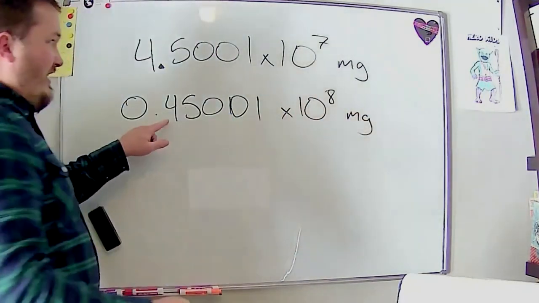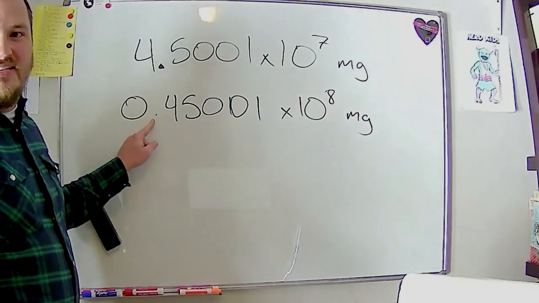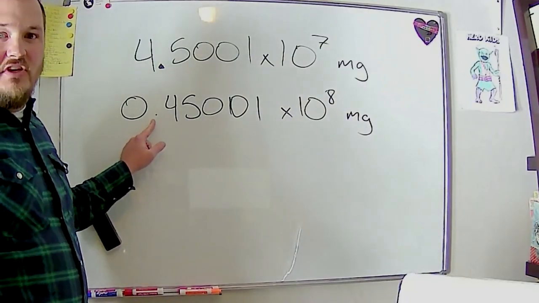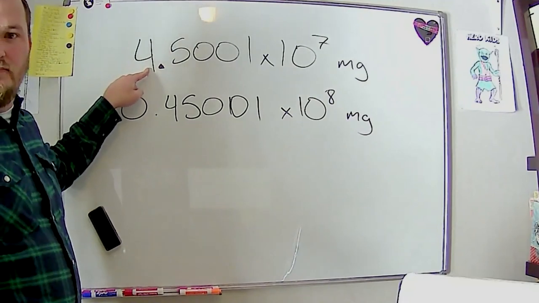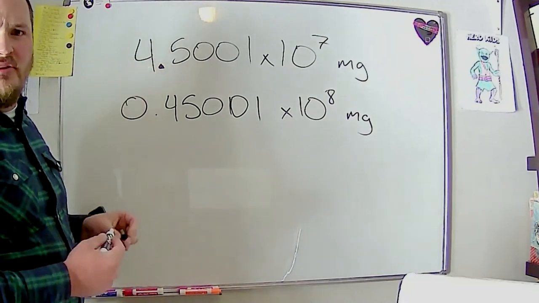0.5001 × 10⁸ milligrams. That's still technically the same number, but that's not scientific notation. Scientific notation, by definition, puts your first sig fig left of the decimal point. Does that answer your question, Alan?